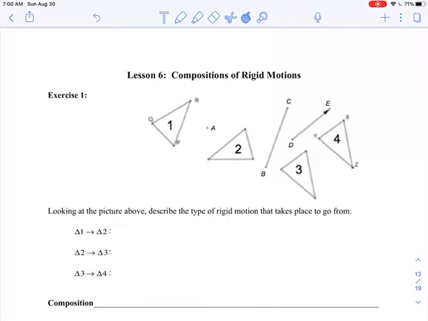Hi GOR, this is Unit 2, Lesson 6, and today we're going to talk about composition of rigid motions. So basically a composition of rigid motions is just going to be one rigid motion working off of another.